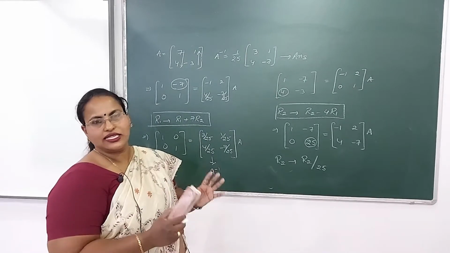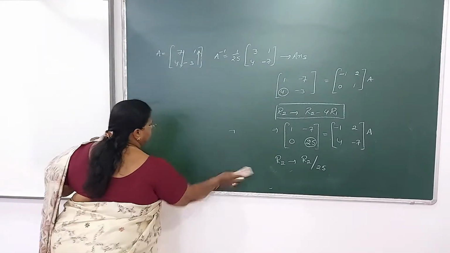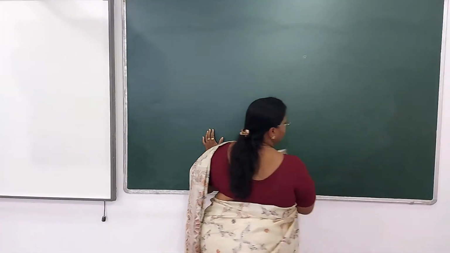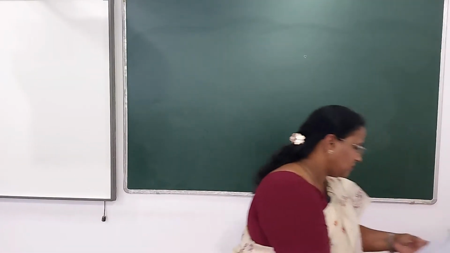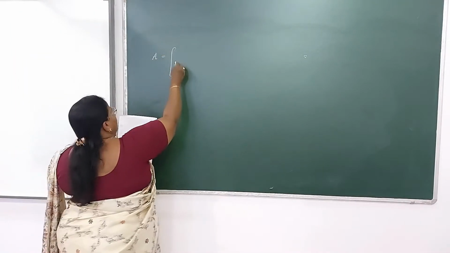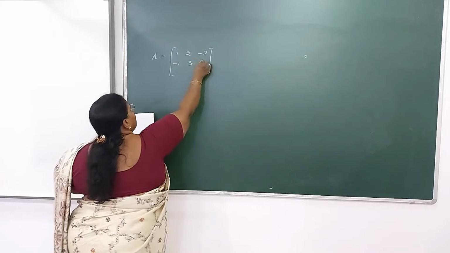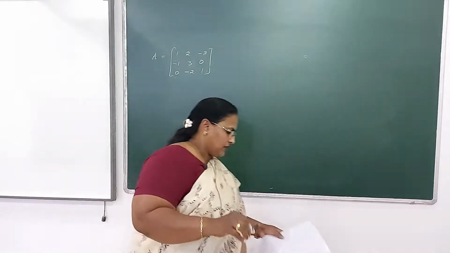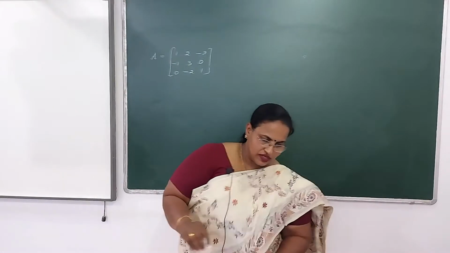Now let me take an example, a square matrix of order 3. So the question is, find out A inverse by elementary transformation. So write down A is equal to matrix 1 2 minus 2, minus 1 3 0, 0 minus 2 1. Question is, find out the inverse of the given matrix by elementary transformation.